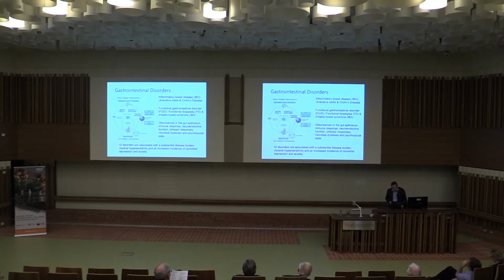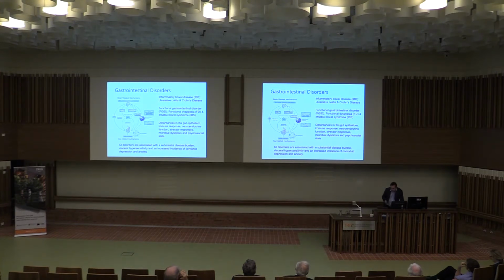So gastrointestinal disorders, for those who aren't terribly familiar, are extremely common in the general population, and they're also associated with a substantial burden of disease. And they basically divide into two broad categories. You have inflammatory bowel diseases, such as Crohn's disease and ulcerative colitis, and you have the functional gastrointestinal disorders, such as functional dyspepsia and irritable bowel syndrome, which is principally characterised by recurrent abdominal pain and altered bowel motility.